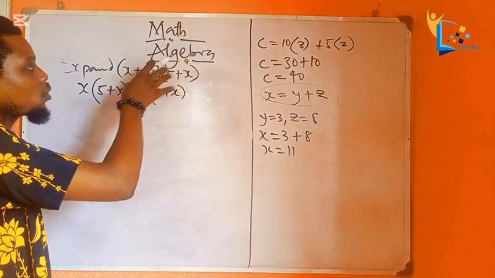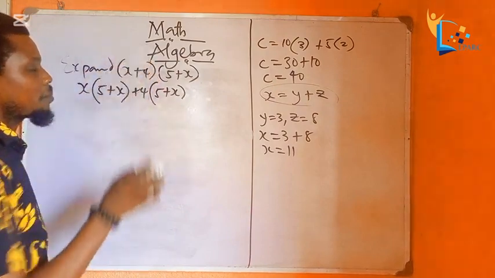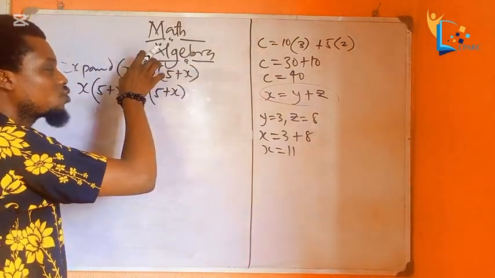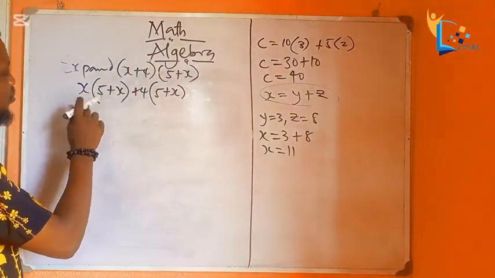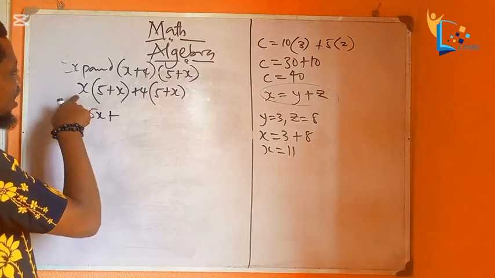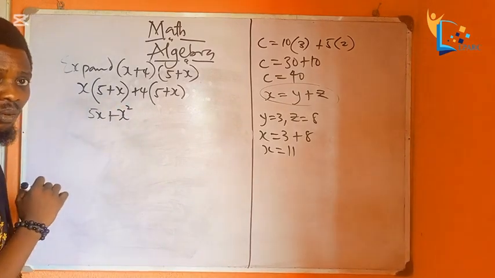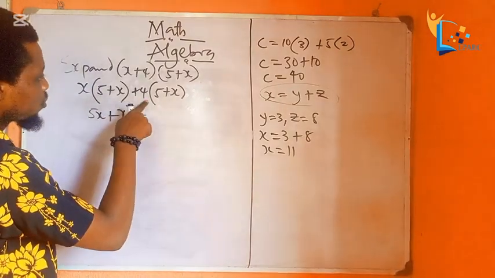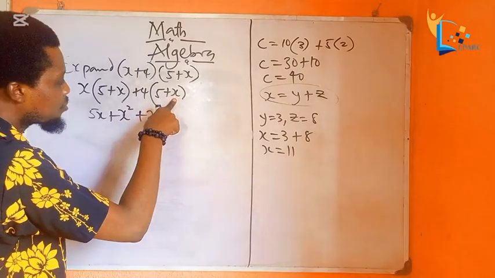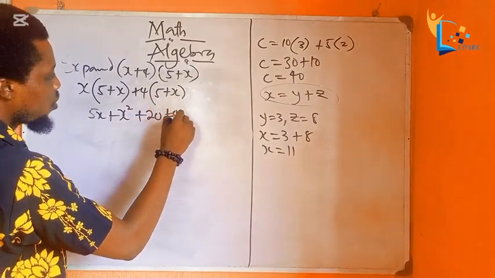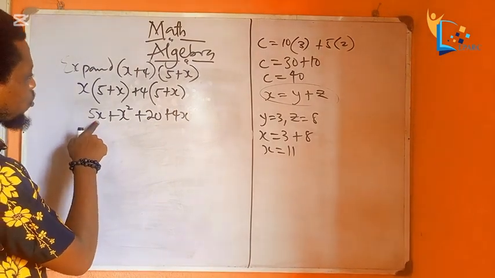So to enable us to multiply these two quantities, we open up the second bracket using the quantities in the first bracket. Okay? So x times 5 will give us 5x, plus x times x will give us x squared. Are we together? Then plus 4 times 5 will give us 20, plus 4 times x will give us plus 4x. Are we together?